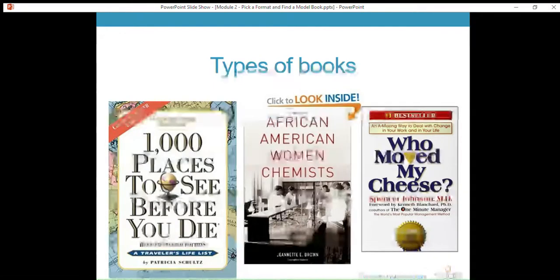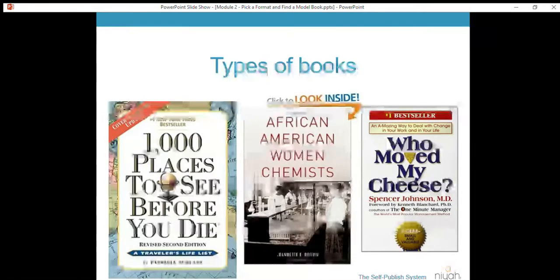The middle is a collection of biographies of African American women chemists, right? So now here the author can use some descriptive writing techniques. They can use some narrative nonfiction techniques, but those are true stories about those women chemists. Okay, and it's a collection of them. So it's not about the life of one chemist. It's a collection of short biographies of multiple people, which is different, right?